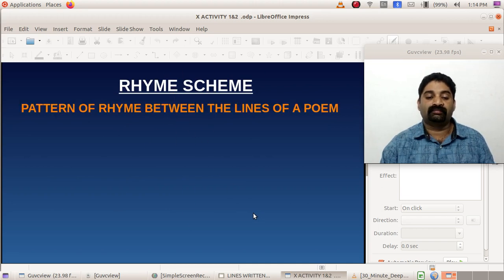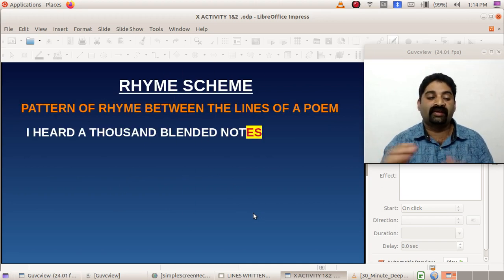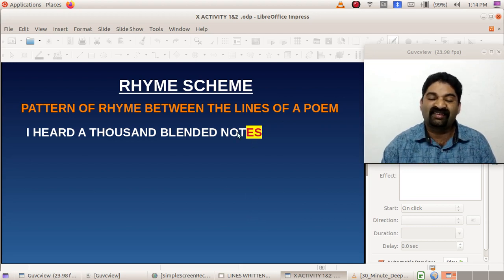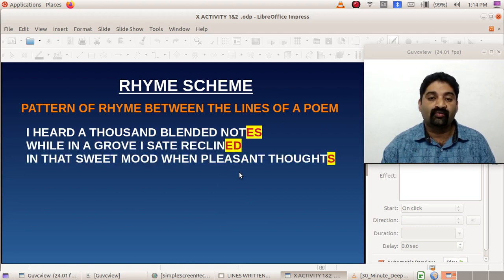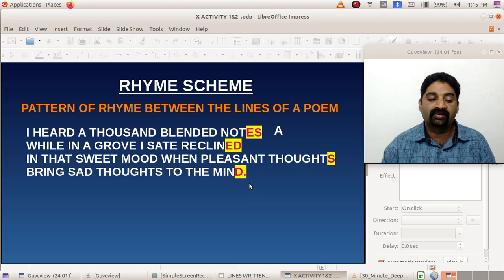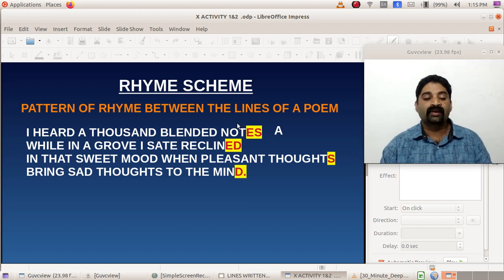Then the rhyme scheme. What is a rhyme scheme? Pattern of a rhyme between the lines of a poem, and especially the ending sounds. That is what we call the rhyming scheme. See, as an example, I heard 1,000 blended notes, while in a grove I sat reclined, in that sweet mood when pleasant thoughts bring sad thoughts to the mind. So, take the ending sound, nots. Okay, so we give A here. See the next one, reclined, d. It was s, it was d.